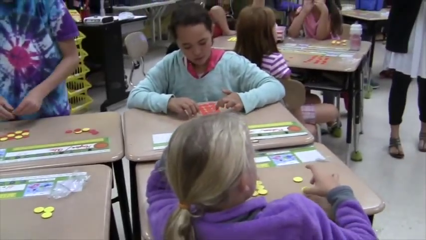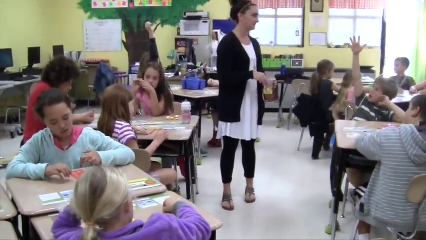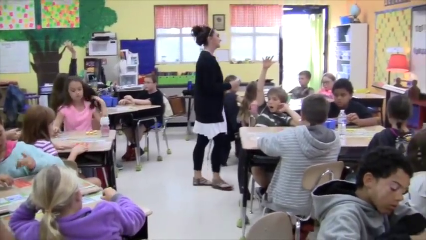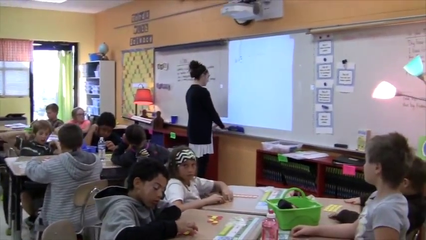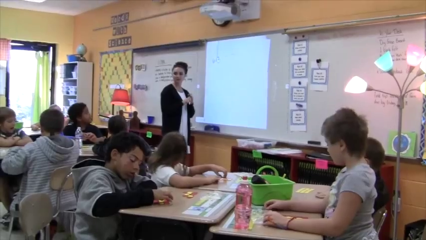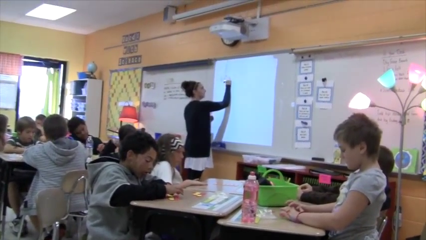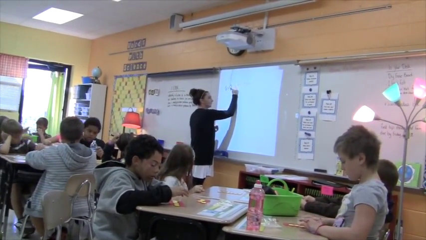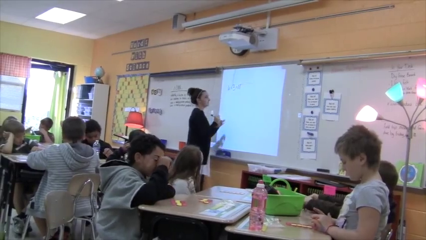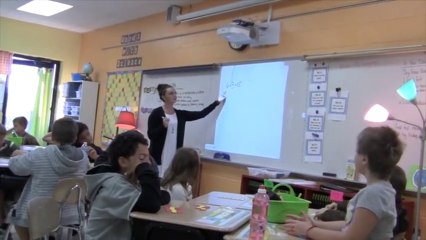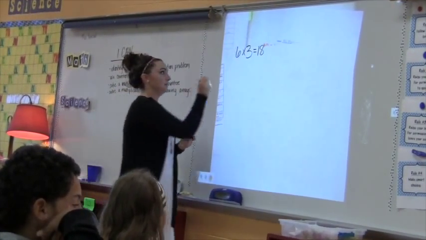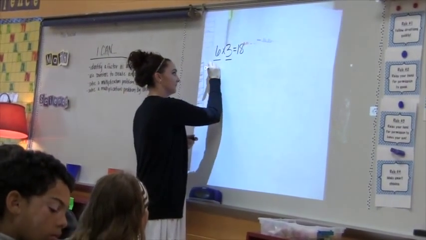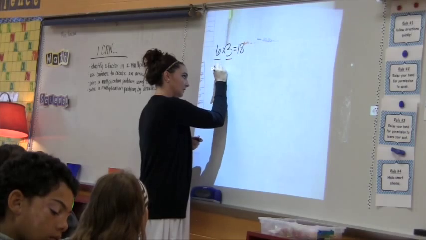Has everybody created an array? Yes. Okay, go ahead and tell me, what is 6 times 3? 18. So you should have how many counters on your desk? 18. So by knowing that 18 is our product, what are 6 and 3? What were we talking about? They're factors, right? So here are your factors. Y'all are so smart.